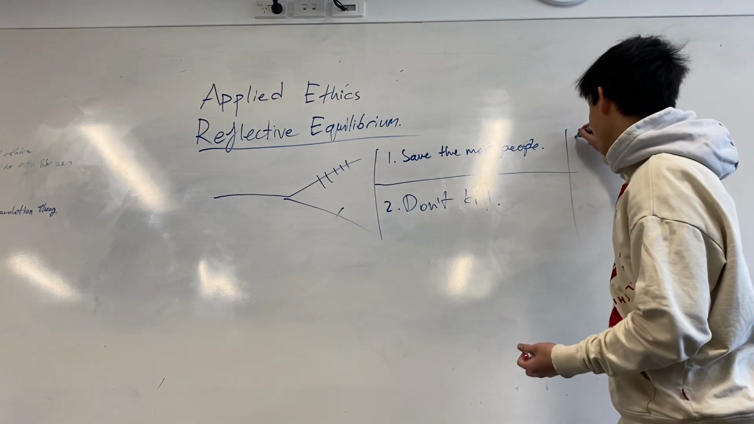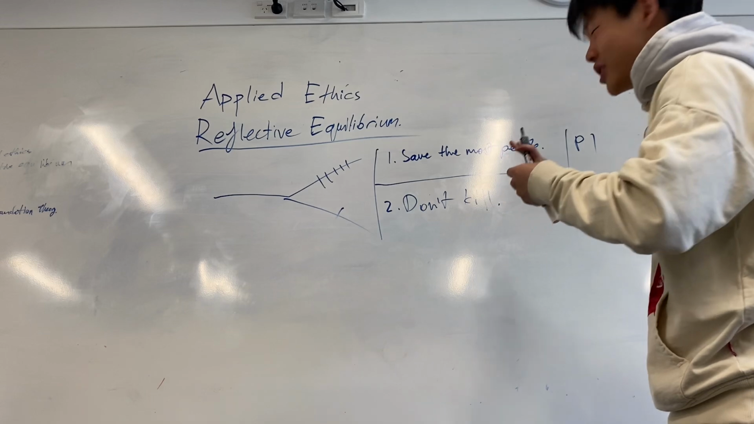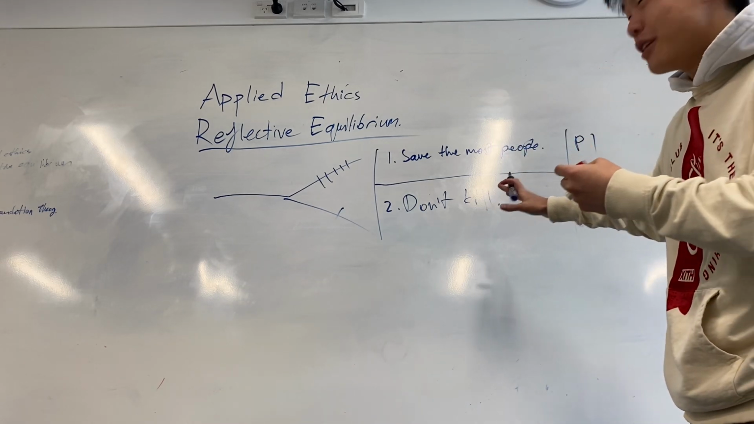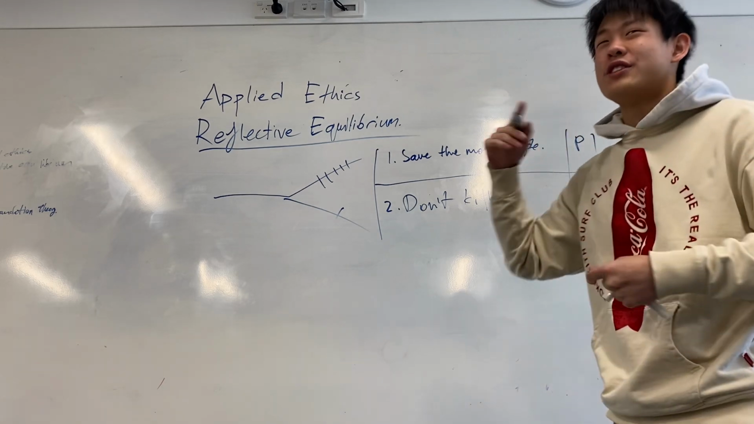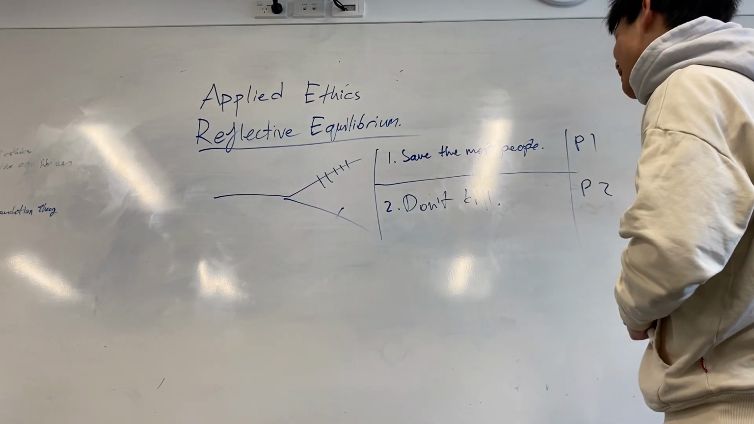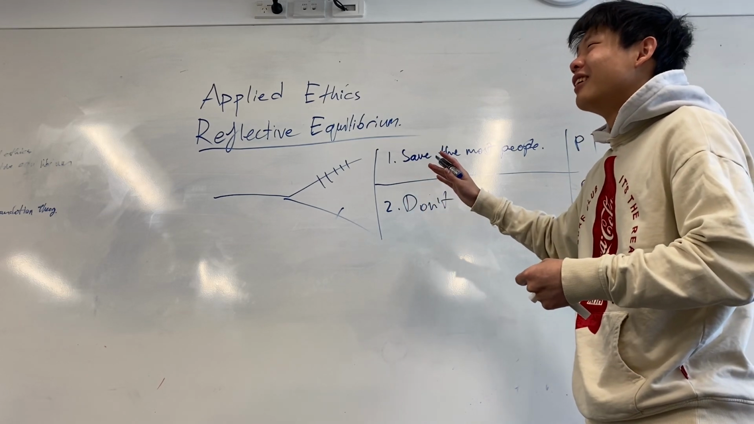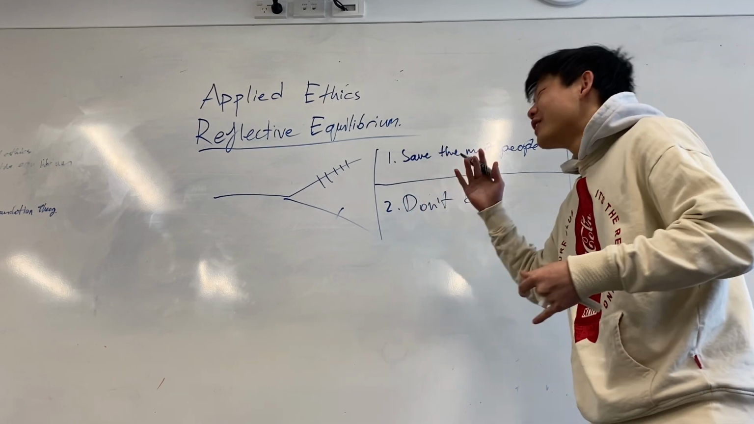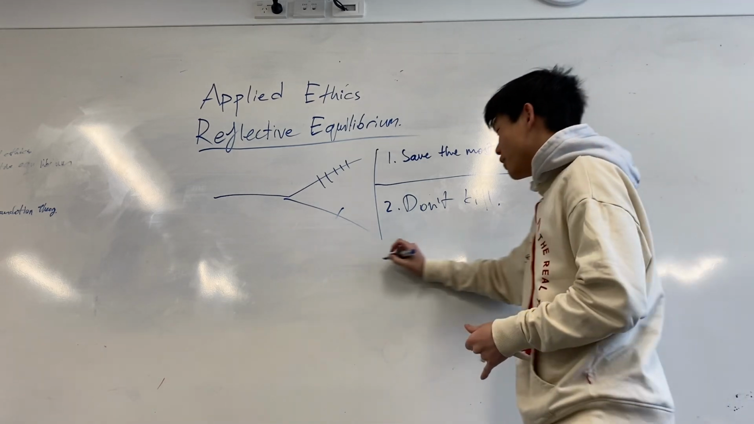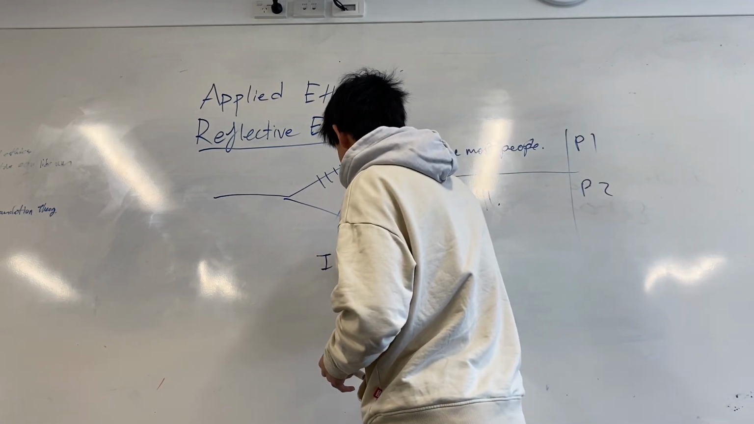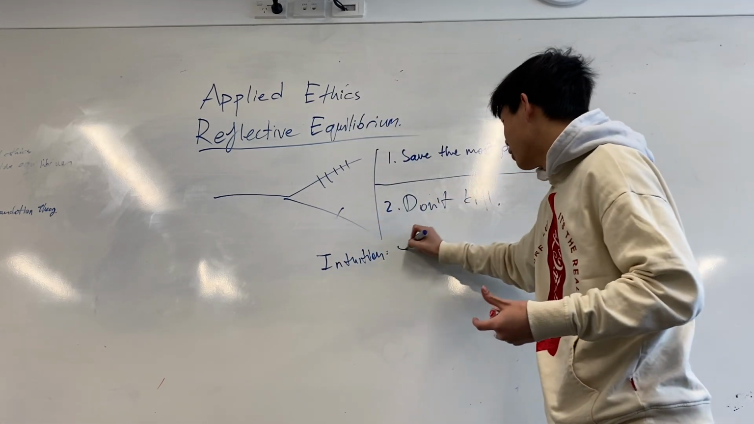So you have two principles, P1 and P2. Just look at this for a while, and then think to yourself, what does my intuition tell me? Well, for some people, their intuition might say, save the most people, but not if it requires you to kill someone. So then your intuition tells you that ultimately we should probably go with the second one.